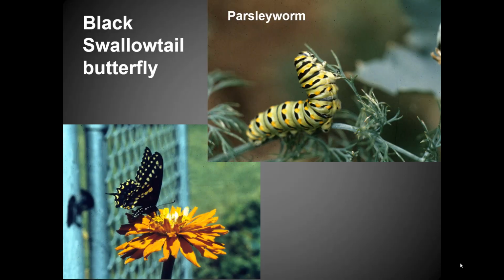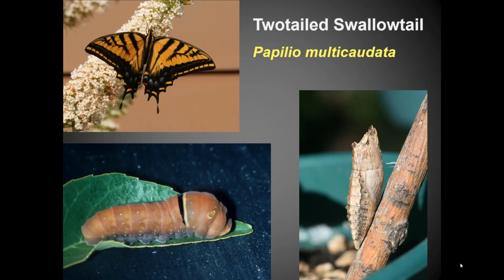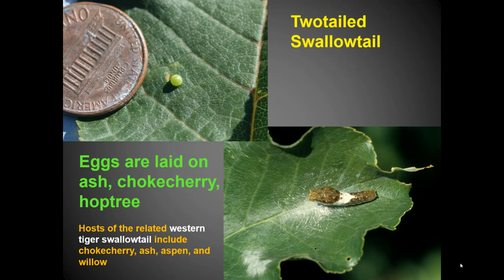So, for example, that black swallowtail butterfly, which happens to have a separate name, the parsley worm, when it's young, feeds on parsley, dill, fennel, and a couple other carrot family plants. The two-tailed swallowtail butterfly, this is the biggest swallowtail that I have in my yard here in Fort Collins. That one develops on trees, and trees like ash, in particular green ash, chokecherry as well, hop tree. And if you're in western Colorado, there's a western tiger swallowtail that feeds on chokecherry, ash, aspen, and willow.